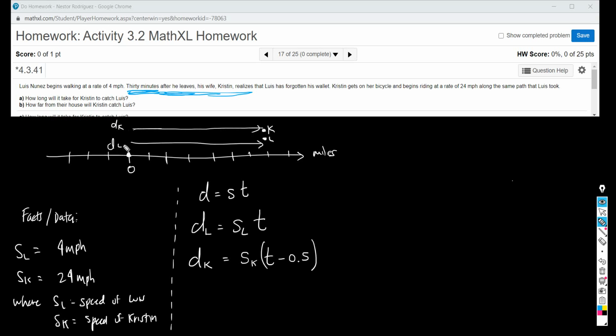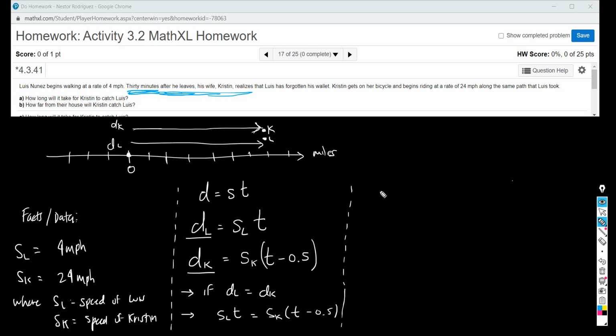And what I want is for both distances to be the same, because if they are the same, that means that Kristen has in fact caught Luis. So I want this and this to be the same, and I'm going to express that algebraically. If dl has to be equal to dk, then all of this, SL times t, has to be equal to all of this, sk times t minus 0.5. There you go.